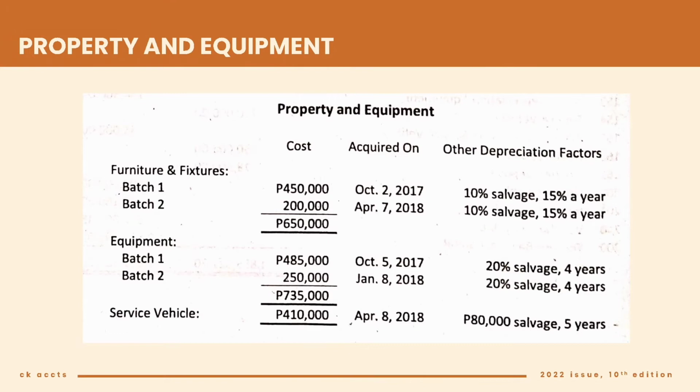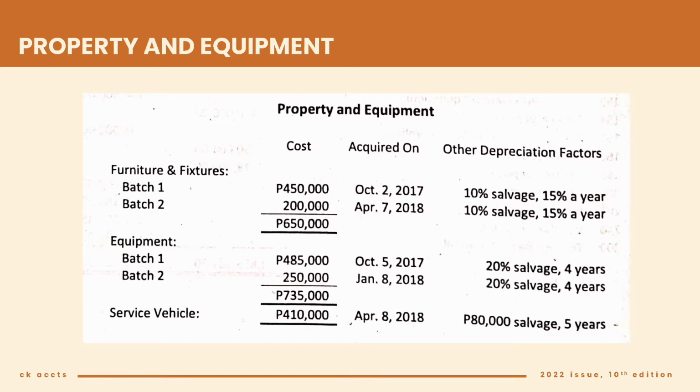So ito yung property and equipment section sa ating practice set na recorded from the previous transactions. Okay? So ito yung mga existing property and equipment ni Kashato. So we have furniture and fixtures, equipment, and service vehicle. So sa furniture and fixtures, meron tayong batch 1 and batch 2. At sa equipment, meron tayong batch 1 and batch 2 din. So we have different costs here. So every batch and every property and equipment ay may iba't ibang cost.